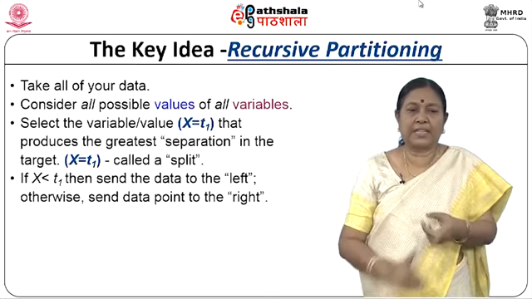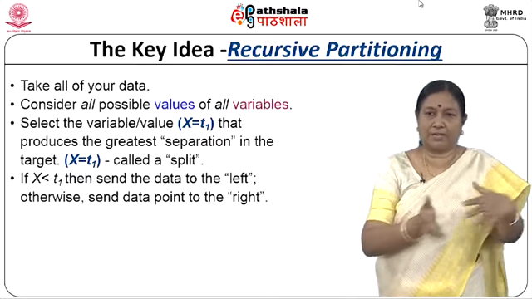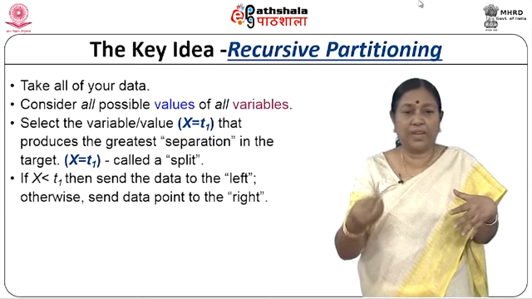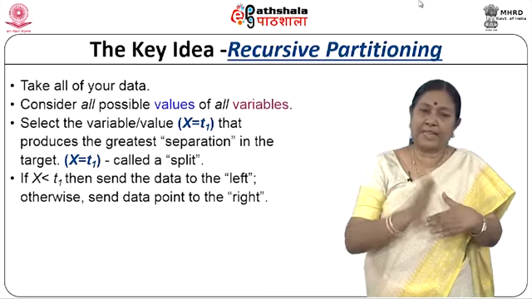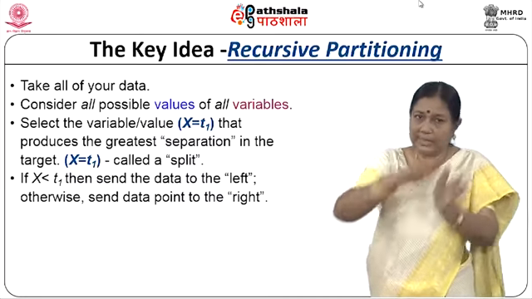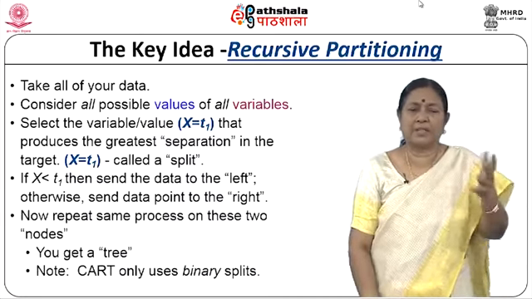If it gives you the greatest separation between the two classes, then you take that variable, and that is called a split. If x is less than t1, then send the data to the left. T1 is the value and x is the variable. Variable is x and the value is t1. If it is less than t1, you send it to the left. If it is greater than t1, send it to the right. So, we are assuming binary.